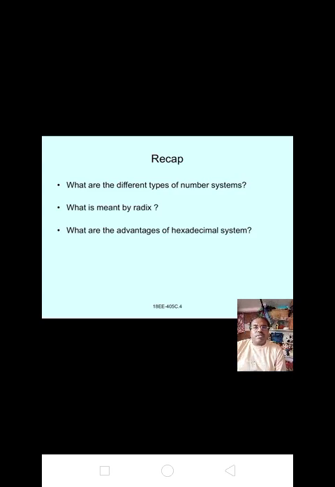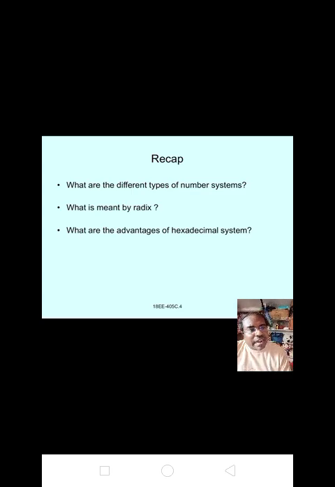Okay, already we learnt about the different types of number systems: binary number system, decimal number system, octal number system, and the hexadecimal number system. I am recapping all that.